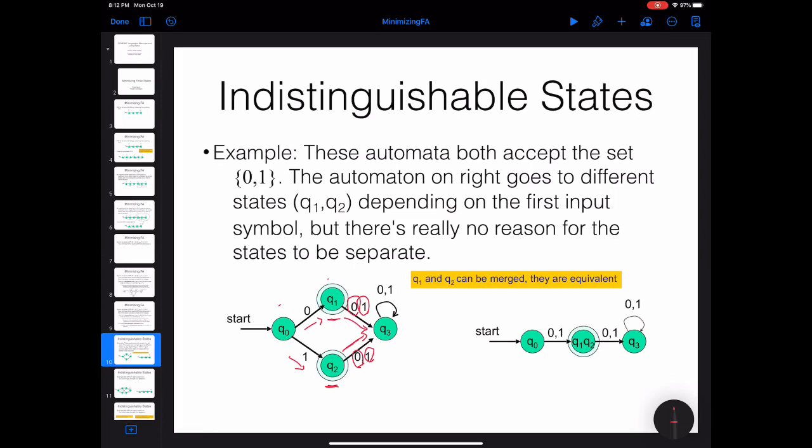So that's it. The behavior of Q2 and Q1 is the same. They can be merged. Both of them are accepting. And if you are at either of them, by seeing 0 or 1, both of them are going to Q3, which is a dead state, and that's it. Q1 and Q2 are going to be merged. They are indistinguishable. They are equivalent.